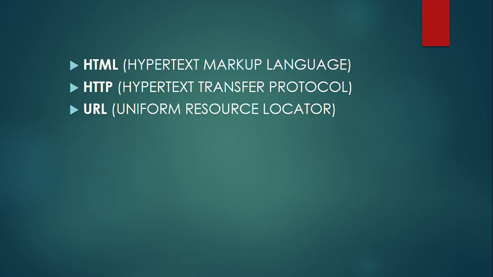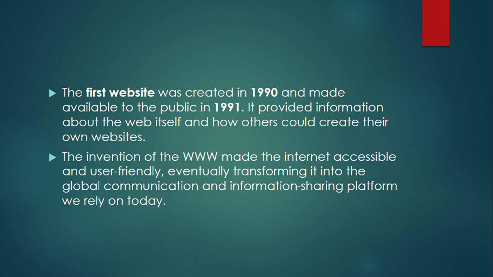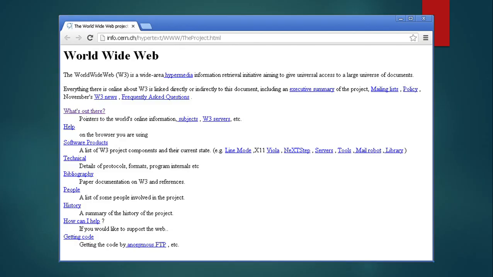So here's the breakdown. The first website was created in 1990 and made available to the public in 1991. It provided information about the web itself and how others could create their own websites. The invention of the World Wide Web made the Internet accessible and user-friendly, eventually transforming it into the global communication and information sharing platform we rely on today.